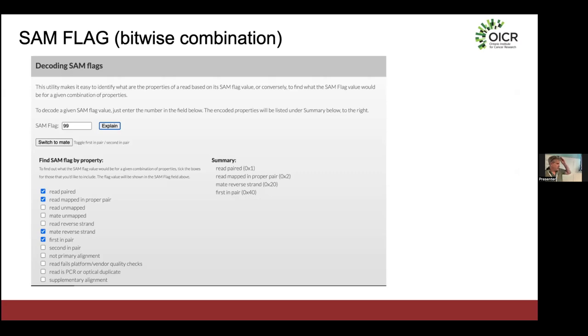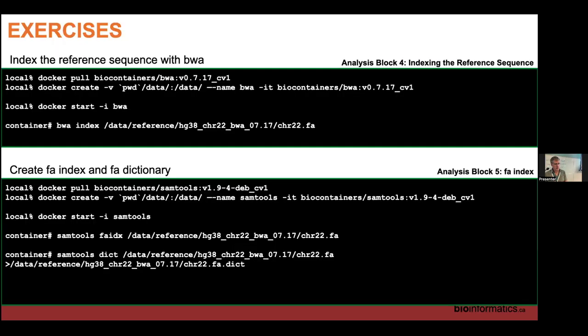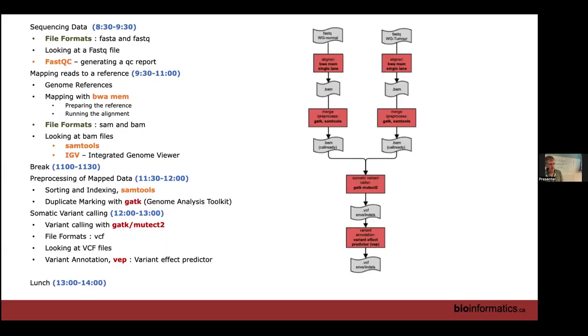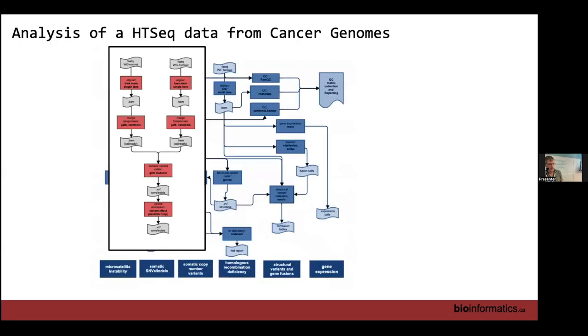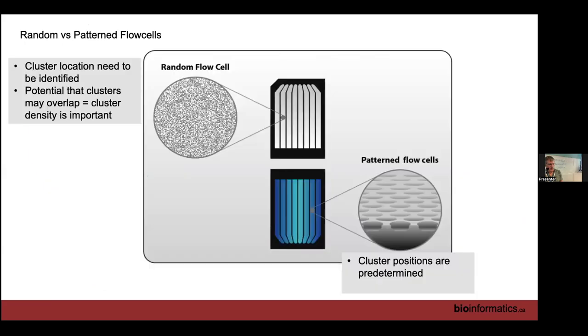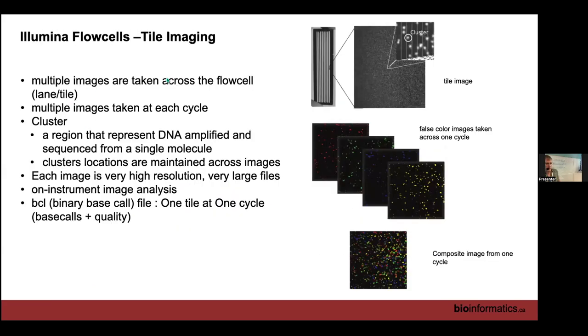So I talked about tiles yesterday. Let's come back to that. On the Illumina sequencer, this is an Illumina flow cell, and basically images are taken across the whole flow cell. Each image includes clusters. There are hundreds of images taken with each cycle that goes by, and that's what's referred to as a tile.